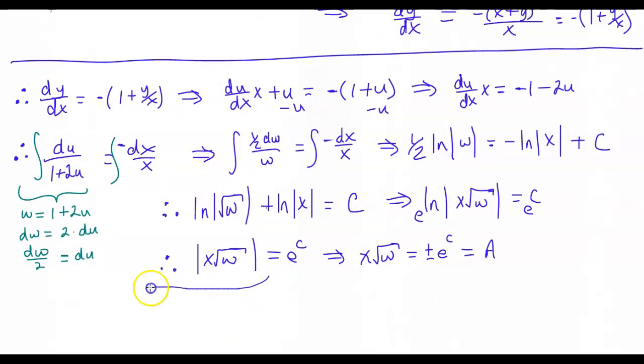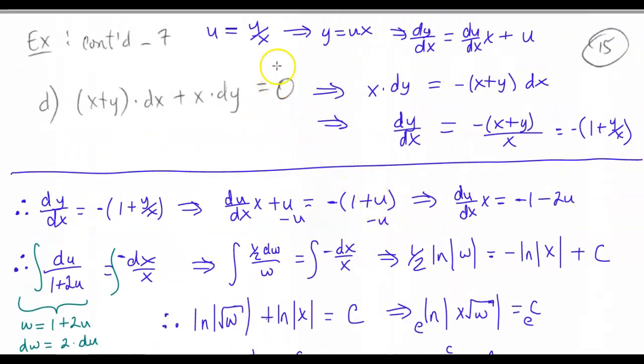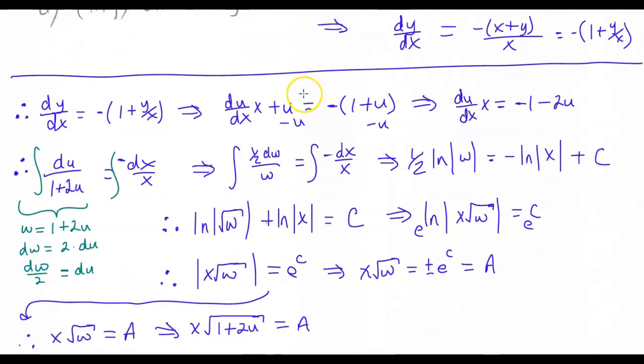All right, and so now from all of that, what we essentially have here is that x times square root of w is equal to a. And recall here that w is 1 plus 2u. So this is x times square root of 1 plus 2u equals a. And recall here that our u, if you remember, is just y divided by x.